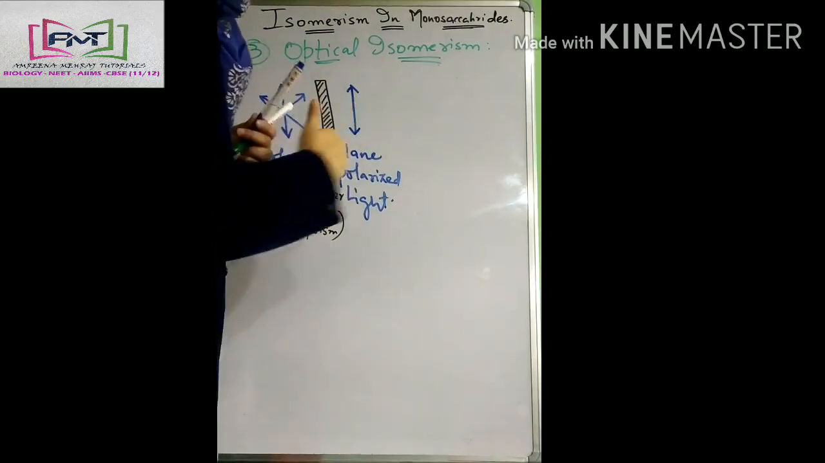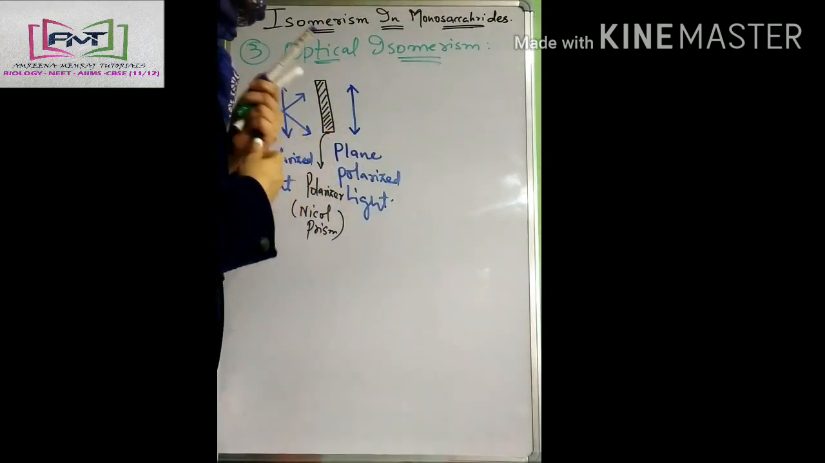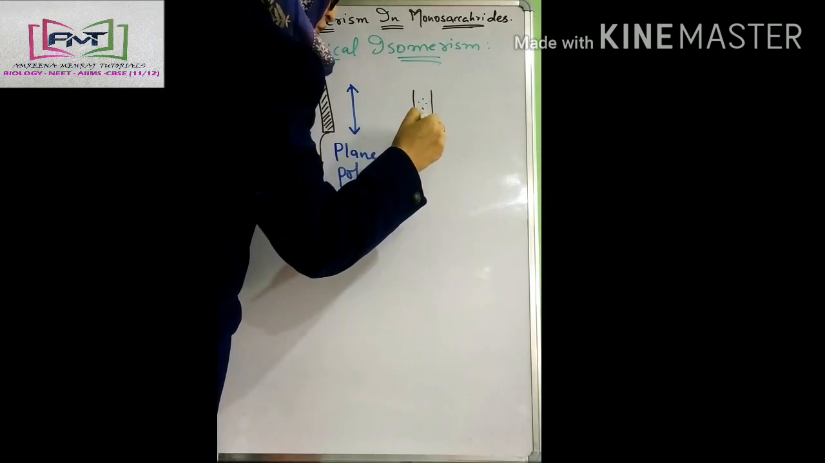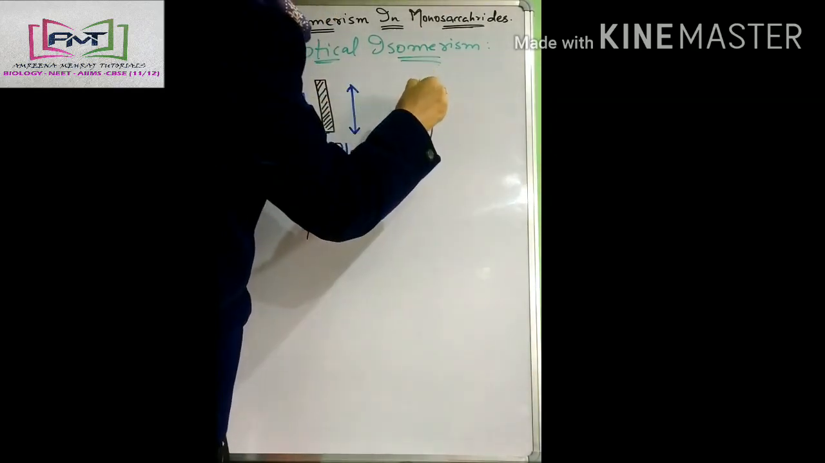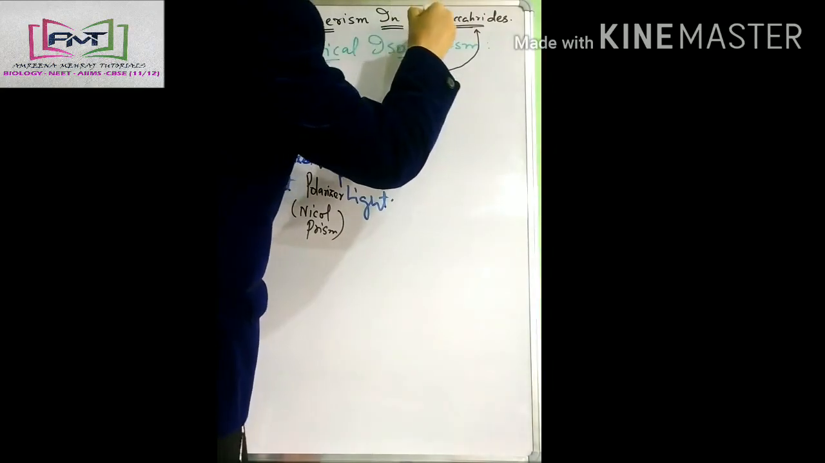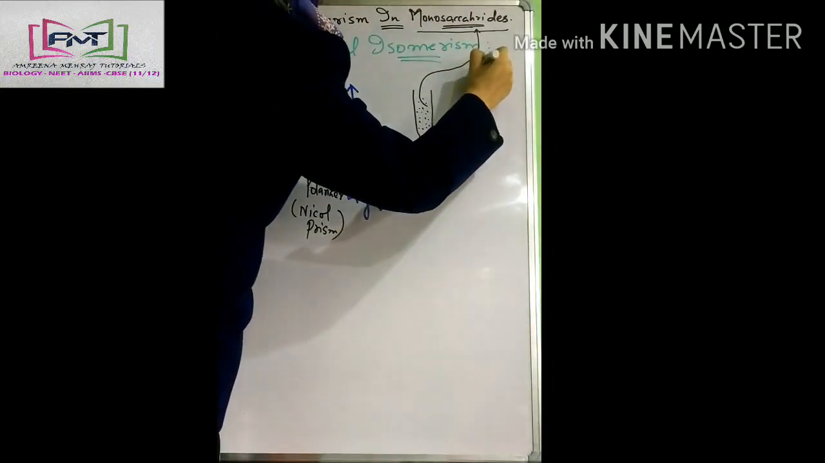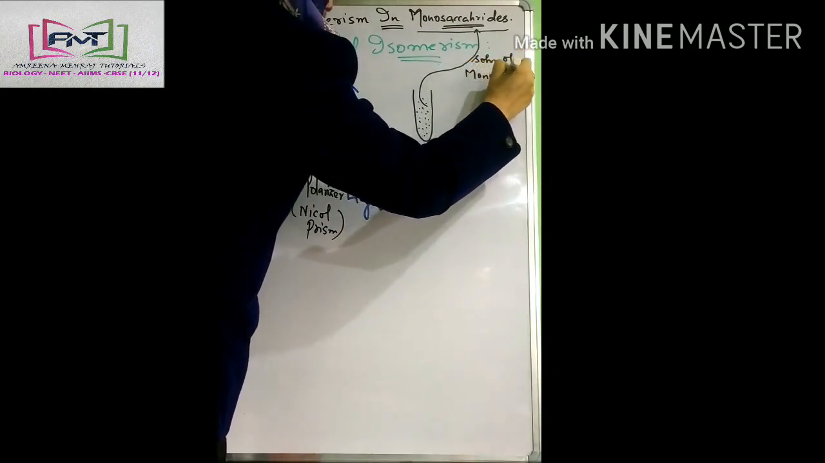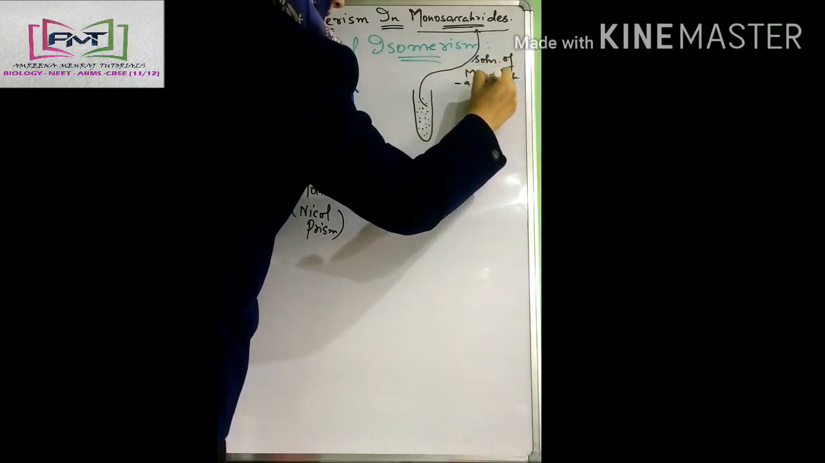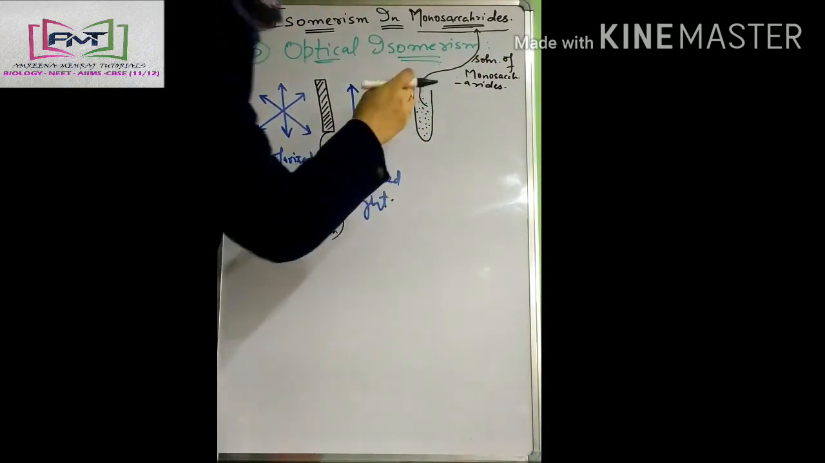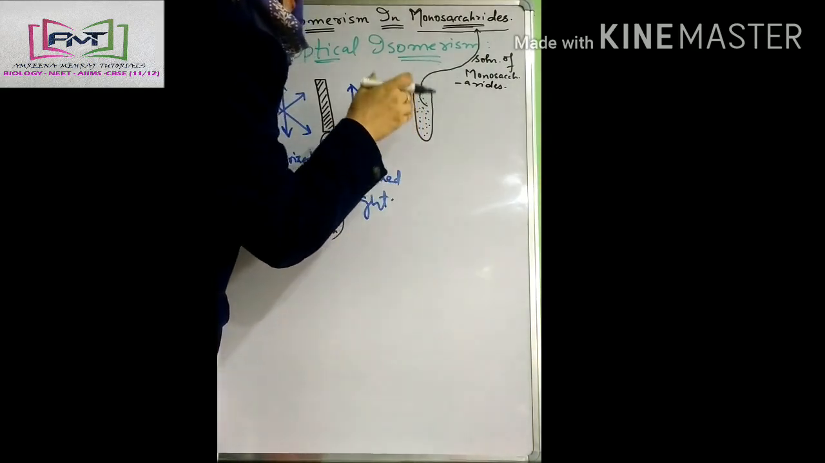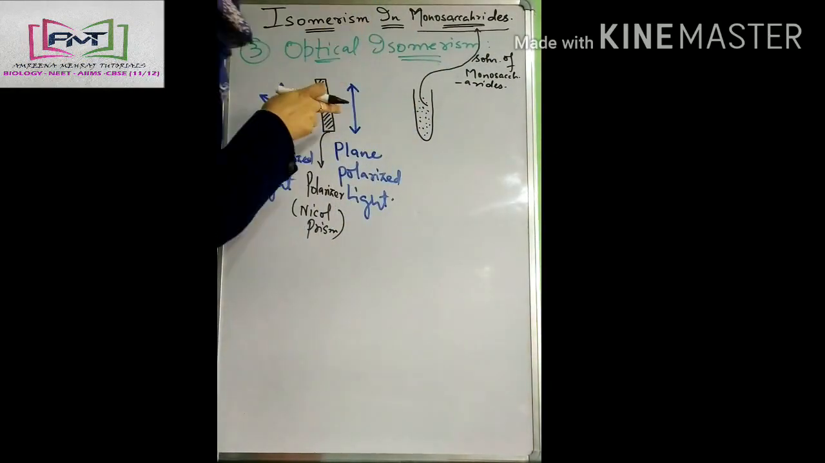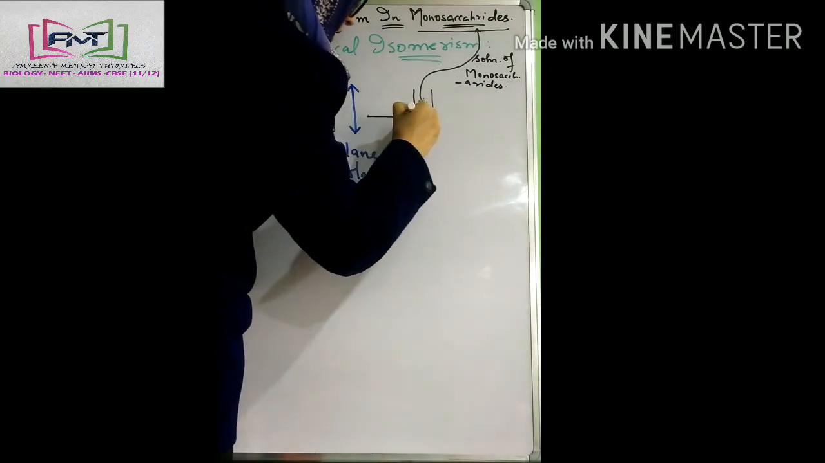Then you let this light fall on a test tube. So here I will be taking a test tube. This test tube contains a solution of monosaccharides. So you have to now see whether the sugar present in this solution of monosaccharides is optically active or optically inactive. Now what you will do? You will let this light fall on this test tube.